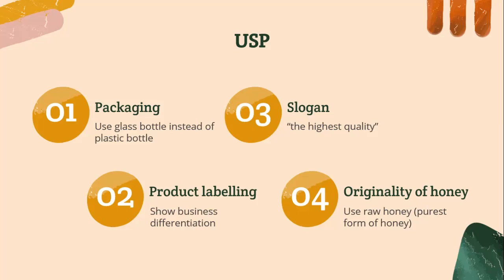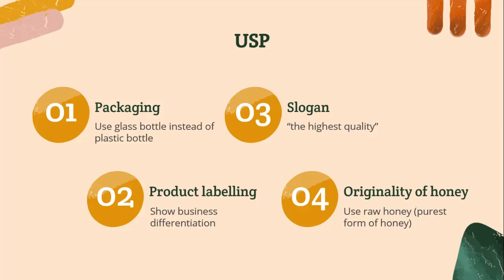In product labeling, we make sure that our labels include the information and the details to show the business differentiations. One of these labels is a thank you card, and it's put in the bottom of the honey bottle to show gratitude and thanks to the customers for buying the real honey, and they are partners in sharing this message. Third thing is the slogan. Our slogan is the highest quality because we have certified and natural honey. So the highest quality is the suitable slogan for our product.